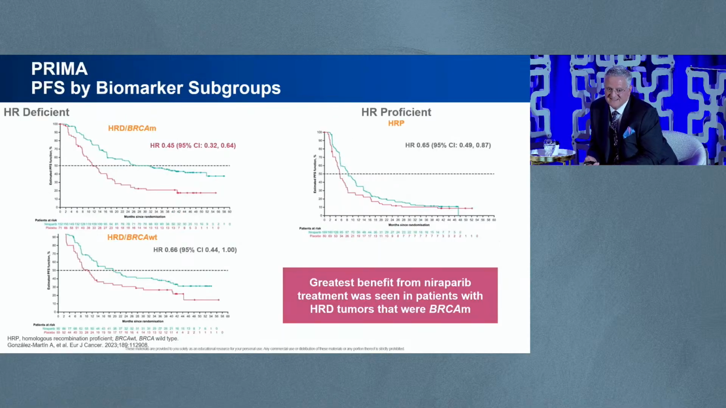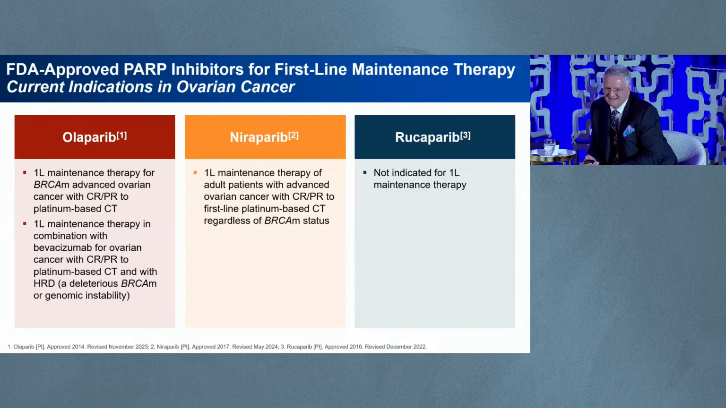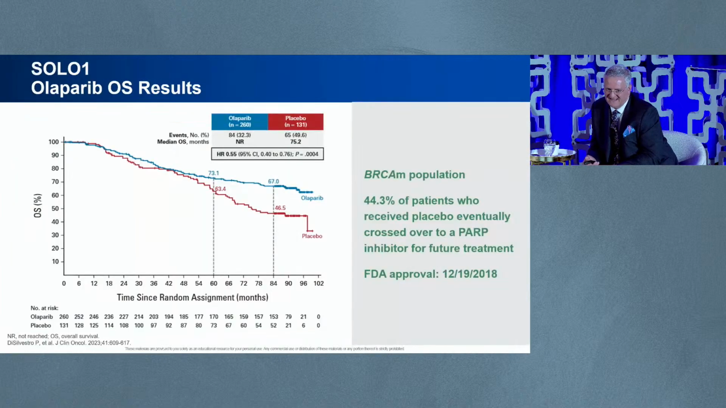If we look at PRIMA, this is the study that really took us into this domain of homologous recombination proficient patients. So our patient was this one, BRCA wild type but HRD, and really drove a lot of excitement that this opened access to everybody, a non-biomarker driven benefit. But the greatest benefit from niraparib treatment was seen in patients with HRD tumors that were BRCA mutated, the top left group. And so currently in the US, olaparib is approved as a single agent or with bevacizumab, niraparib for all groups, and then rucaparib is not available as a first-line therapy.